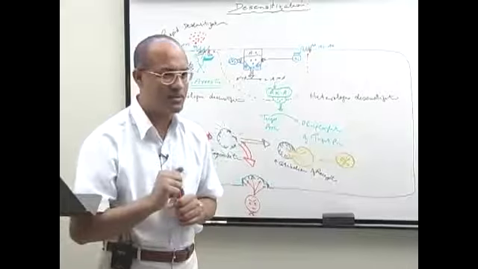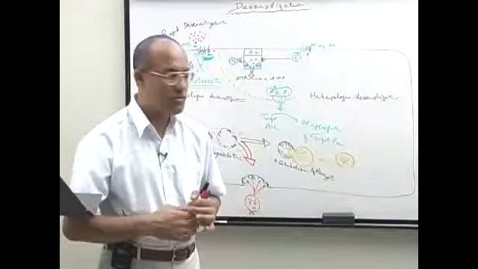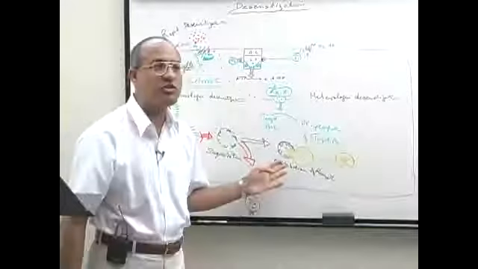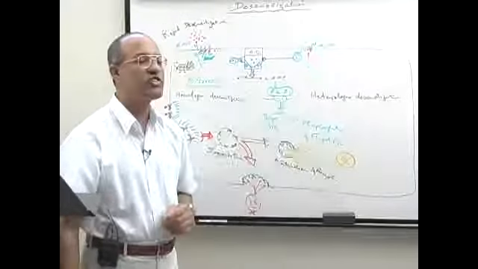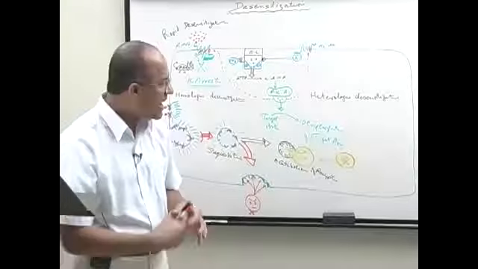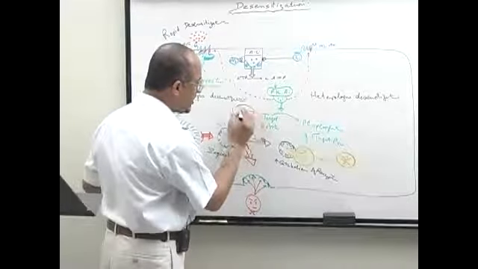Marriage rate will go down. This is exactly what happened in the cell also. When many receptors are committing suicide, they are internalizing and undergoing catabolism, the signals go to the nucleus. And in the nucleus, if this is the nucleus, this is the DNA.